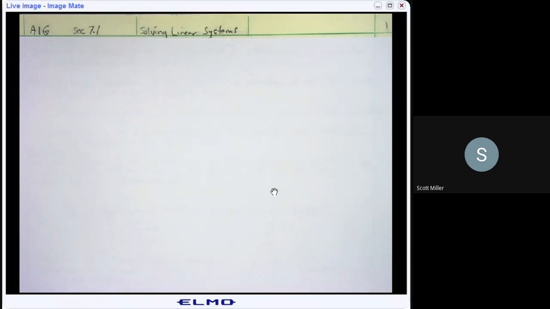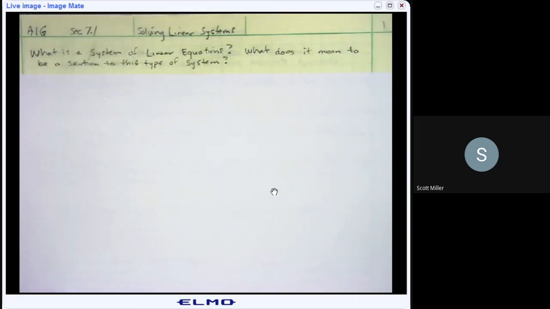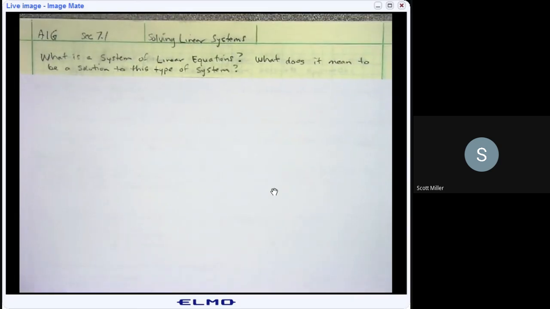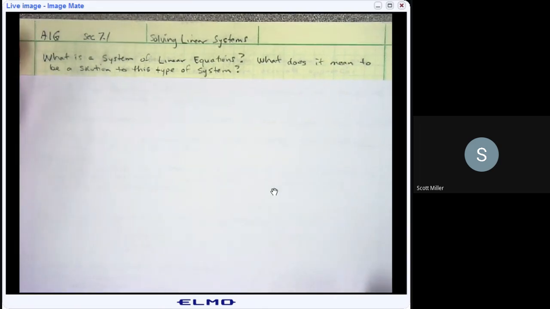Okay, so today we're going to be looking at section 7.1, solving linear systems. Let's look at this and see what's going on. What is a linear system of equations? What does it mean to be a solution to this type of system? A system is just basically a collection of more than one linear equation.